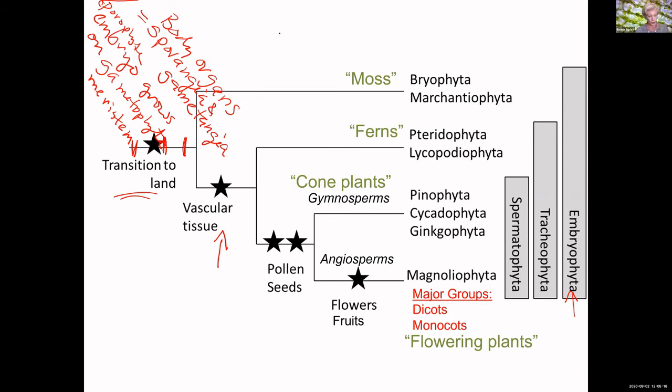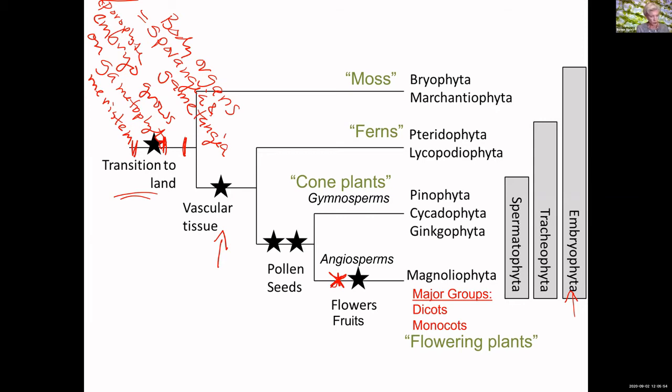All right, so cone plants, gymnosperms, we're going to look at three kinds: the pinophytes or conifers, cycadophytes and ginkgophytes, and then the Magnoliophyta, which is all the flowering plants. So they're going to be characterized by having flowers and fruits. Flowers and fruits. There should be 2 stars on the diagram. And then the 2 major groupings within the Magnoliophytes are the monocots and the dicots, and we looked at some of those characteristics last time.